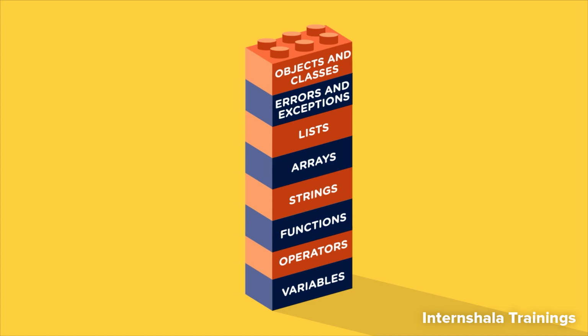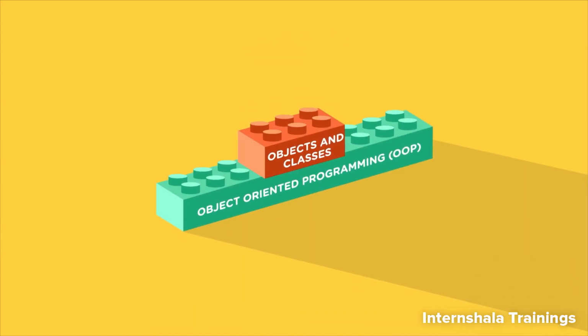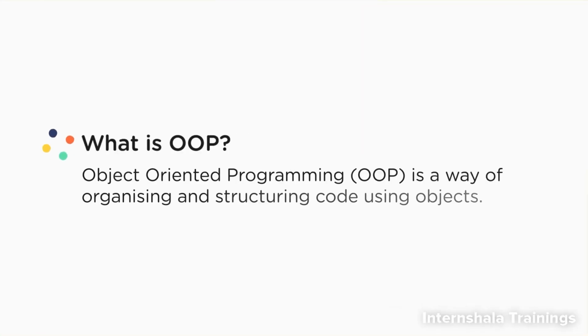Classes and objects are a part of another huge concept called Object-Oriented Programming or OOP. So, before we understand what classes and objects are, let's understand what OOP is. Well, OOP is a way of organizing and structuring our code. This organizing is done using objects, hence the name Object-Oriented Programming.